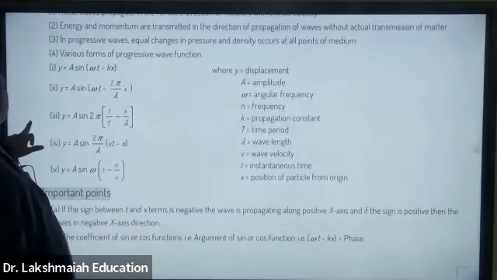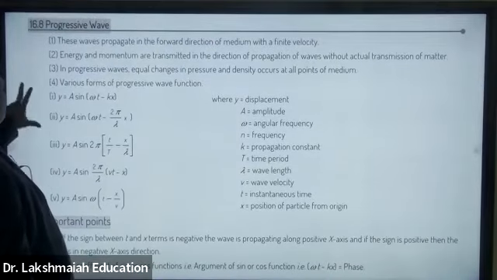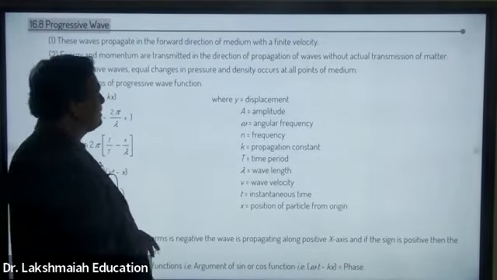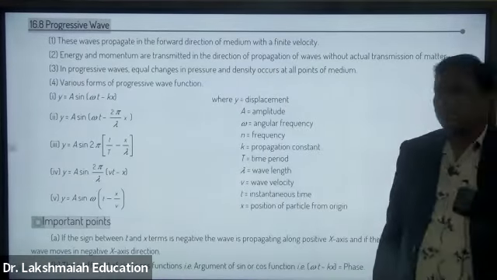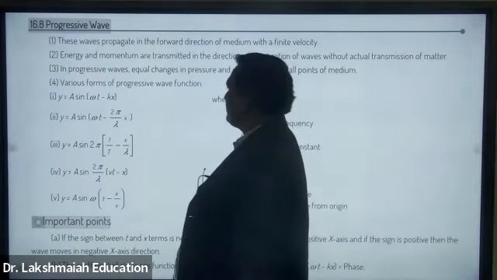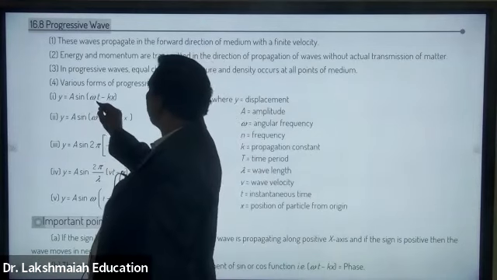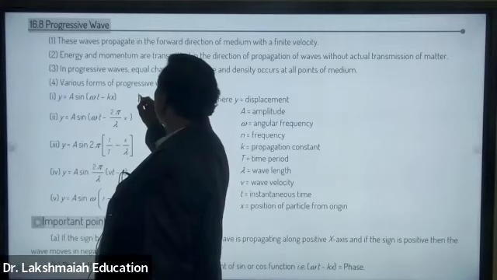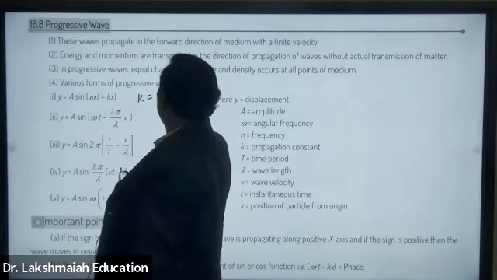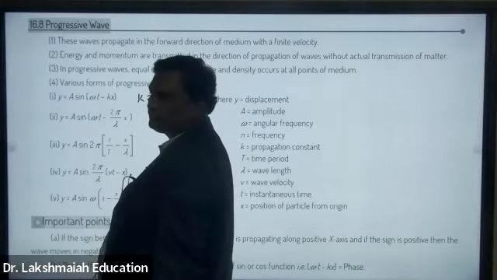So these are the progressive waves. Please write progressive waves. I already explained these things. The next side heading is progressive wave. See, y is equal to a sin omega t minus kx. What is k? The propagation constant. k is equal to 2 pi by lambda.